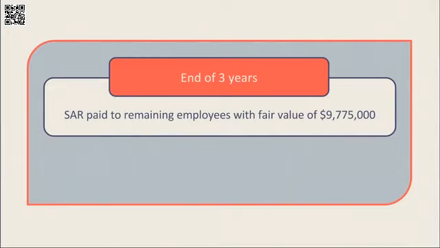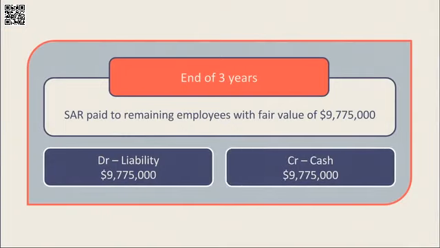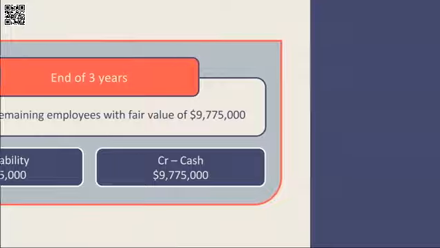At the end of the 3 years, the SAR is paid to the remaining employees. Its fair value is 9.775 million, as you calculated. Debit liability, 9,775,000, credit cash, 9,775,000. So, as you can see, there are many instances when there is a vesting period.